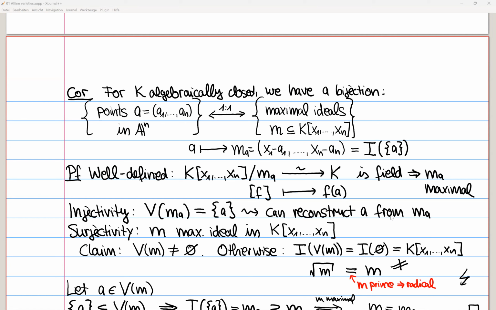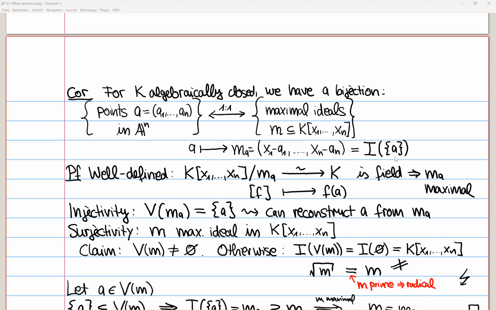And the first is that we have a very nice correspondence between points in A^n and the maximal ideals in this ring. And you can get this correspondence by just starting with any point, and sending it to the ideal which is generated by these linear functions x1 minus a1 up to xn minus an, which happens to be exactly the ideal of all functions vanishing at this point.